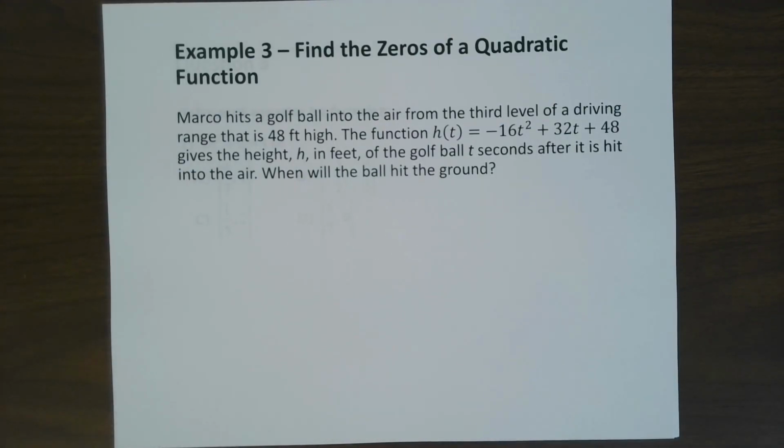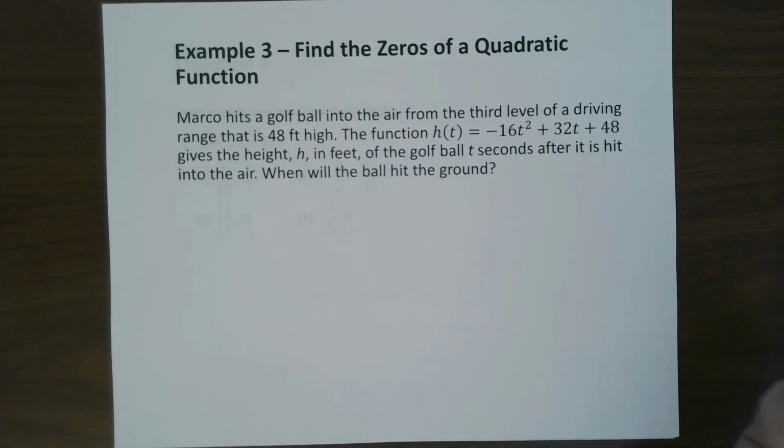All right, here's an example of how to find the zeros of a quadratic function. So this is actually a little bit tricky problem, but it's not terrible. But basically it says Marco hits a golf ball into the air from the 3rd level of a driving range that is 48 feet high. That's 3 stories, by the way. The function h of t gives the height in feet when the golf ball t seconds after it is hit into the air. When will the ball hit the ground?